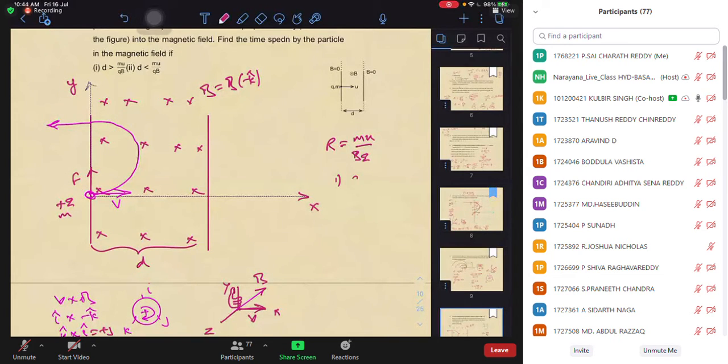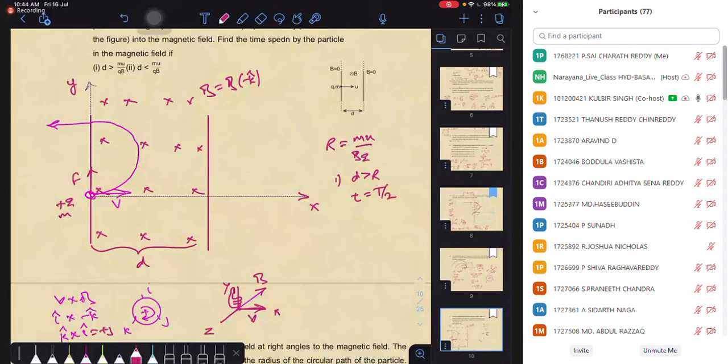Okay, if D is greater than R, so timing here is T by 2. I hope you remember the time period formula also. Time period formula is 2 pi m by BQ. So timing is T by 2.